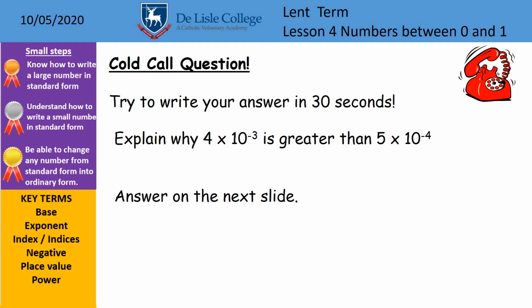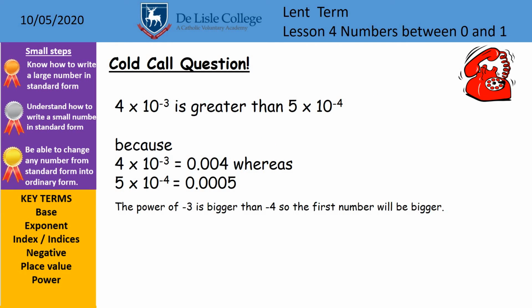Okay, have a go at this one on your own. Pause the video, and then when you're ready, move forward. Okay, so 4 times 10 to the power of minus 3 is greater than 5 times 10 to the power of minus 4. I've decided to change them both to ordinary form, so that's 0.004 and 0.0005, and I can clearly see 0.004 is greater than 0.0005. So 4 times 10 to the power of minus 3 is greater than 5 times 10 to the power of minus 4.